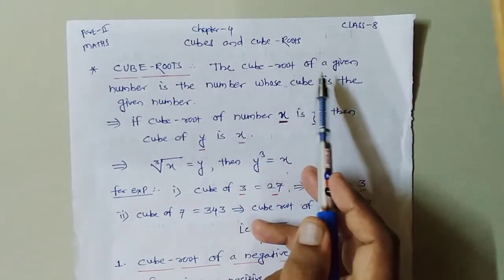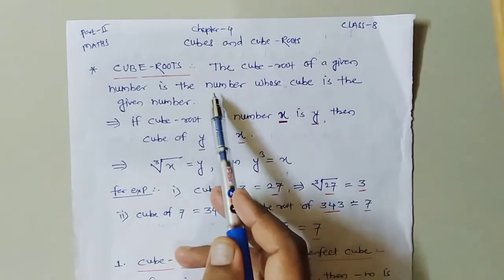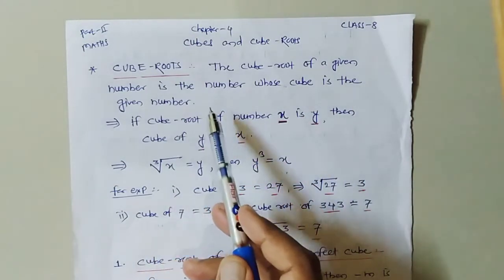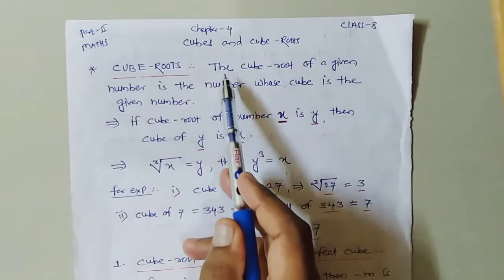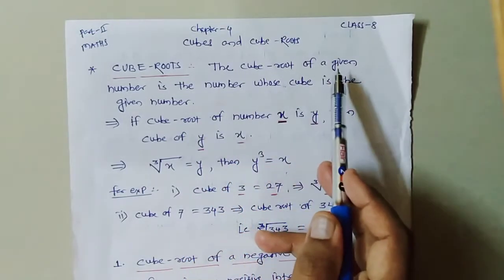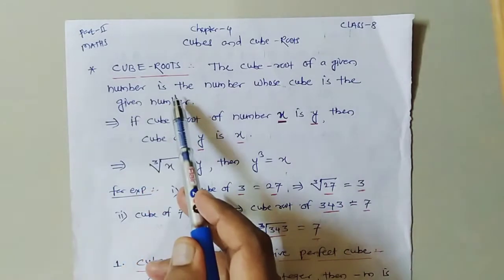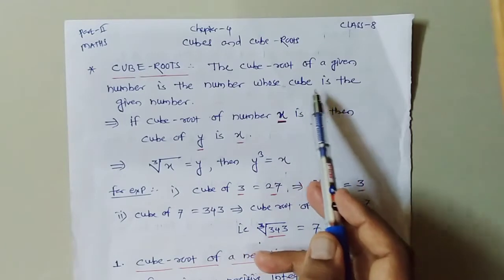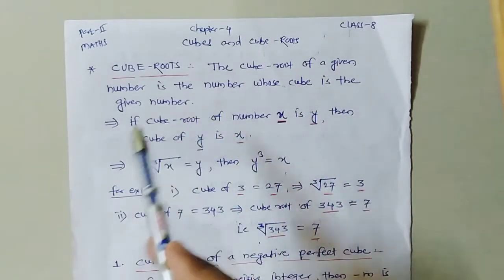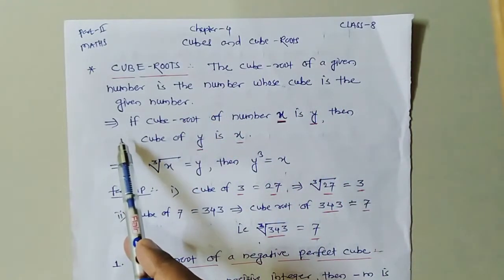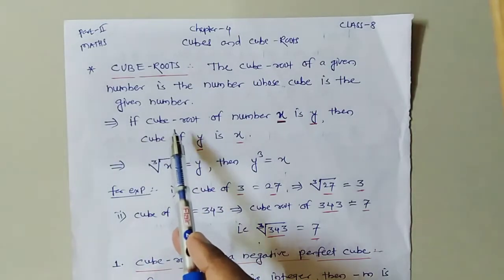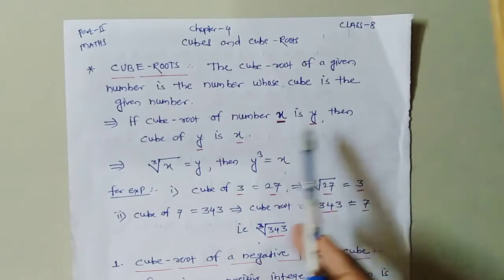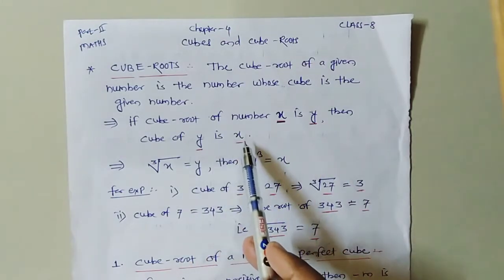The cube root of a given number is the number whose cube is the given number. I'll read again. The cube root of a given number is the number whose cube is the given number. This implies that if the cube root of a number x is y, then the cube of y is x.